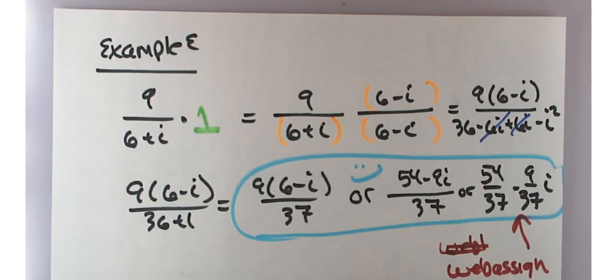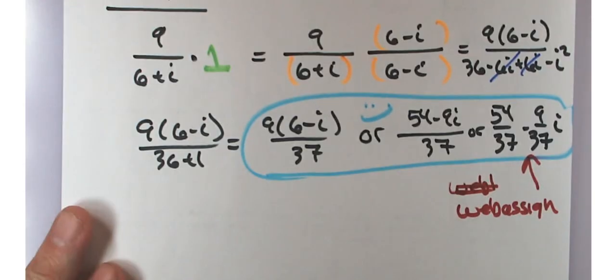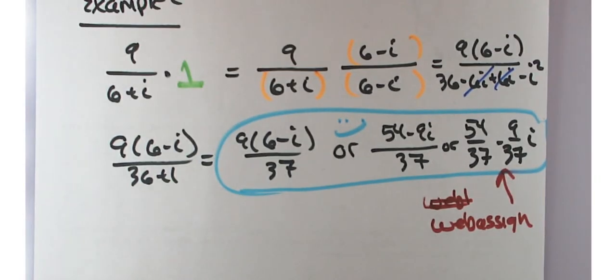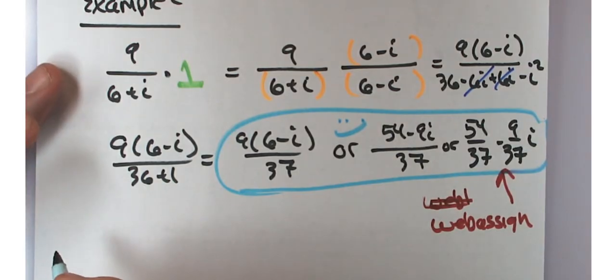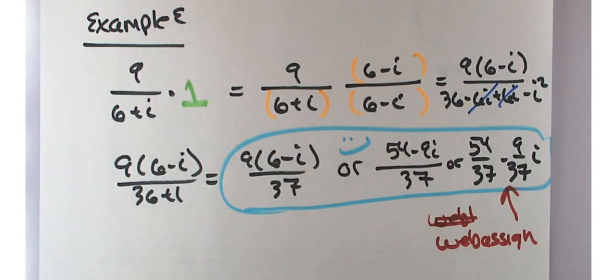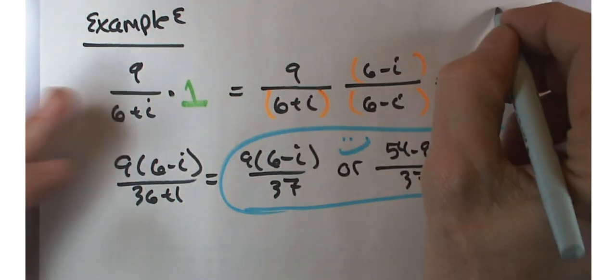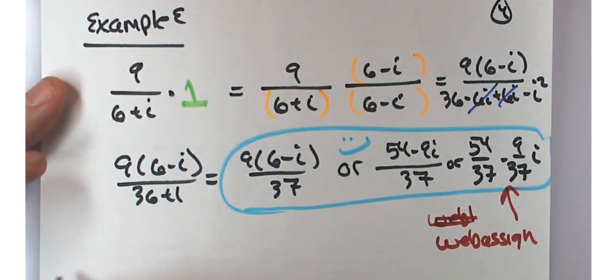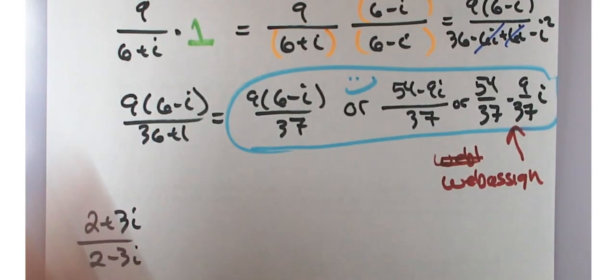Now, of course, they don't always stay quite that easy. So you're going to get problems like the next one here. Questions on this before I move on to the next one? So the next one looks like this: 2 plus 3i over 2 minus 3i. Wow. Okay.